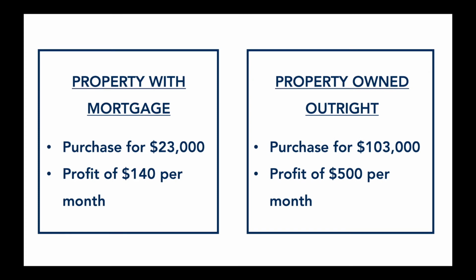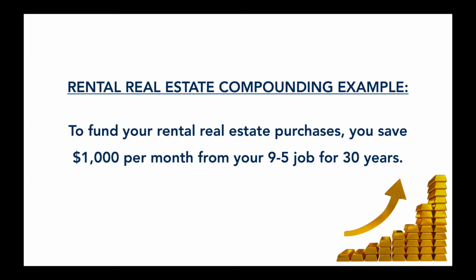So here's a summary. If we purchase the property with a mortgage, we need $23,000, and we will get a profit of $140 per month. If we purchase the property outright, we'll need $103,000, and we'll have a profit of $500 per month. So let's assume that in order to fund the purchases of your real estate properties, you save $1,000 per month from your 9-to-5 job for 30 years.